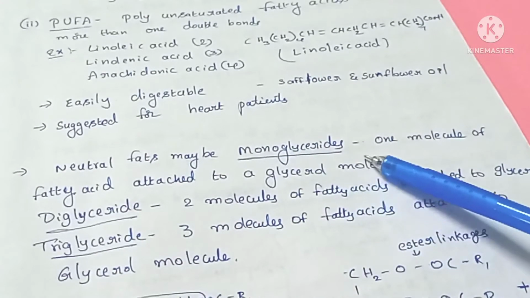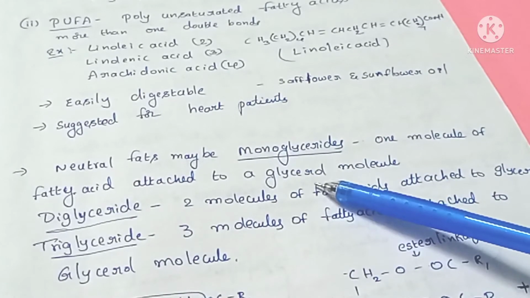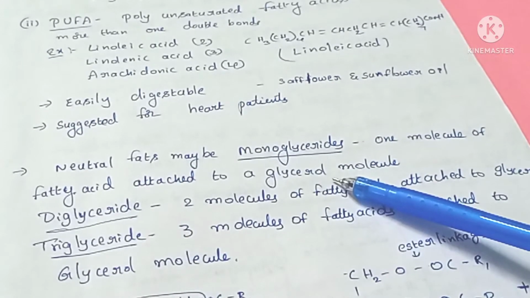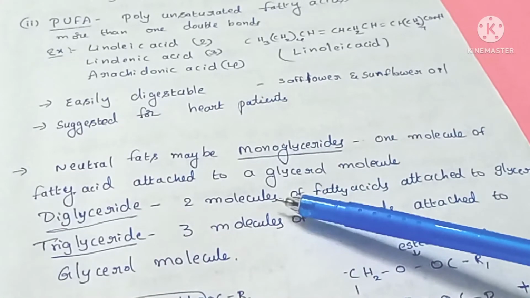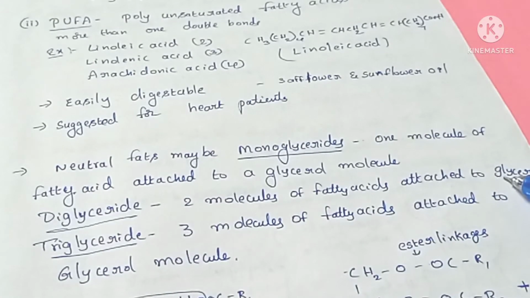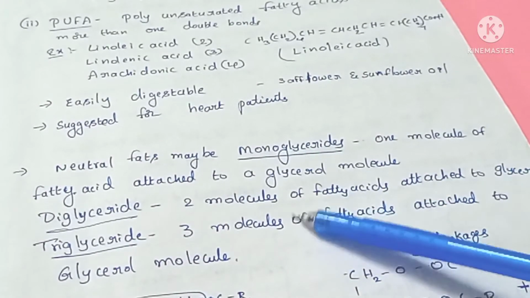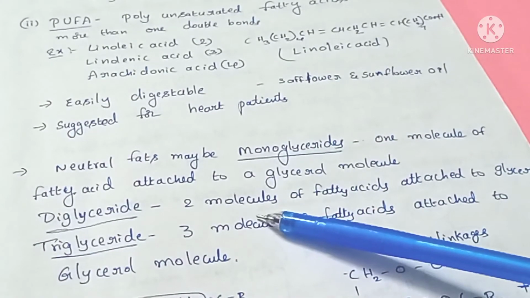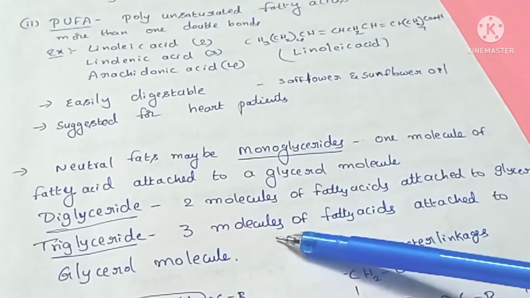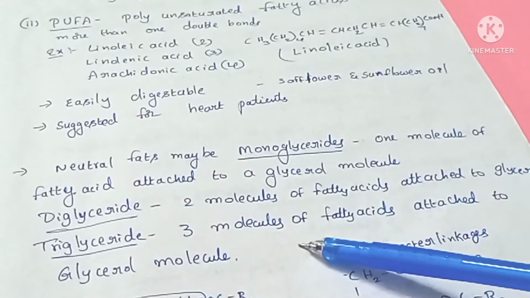Monoglycerides means they consist of only one molecule of fatty acid attached to one molecule of glycerol. Those are called monoglycerides. If 2 molecules of fatty acids are attached to one molecule of glycerol, here we need to remember the glycerol is only 1. The number of fatty acids was changing. 2 fatty acids here, 3 fatty acids attached, it is a triglyceride. Here the glycerol is 1 only.